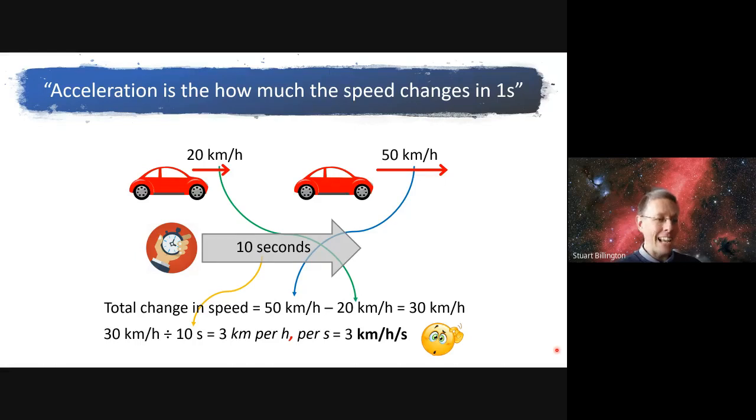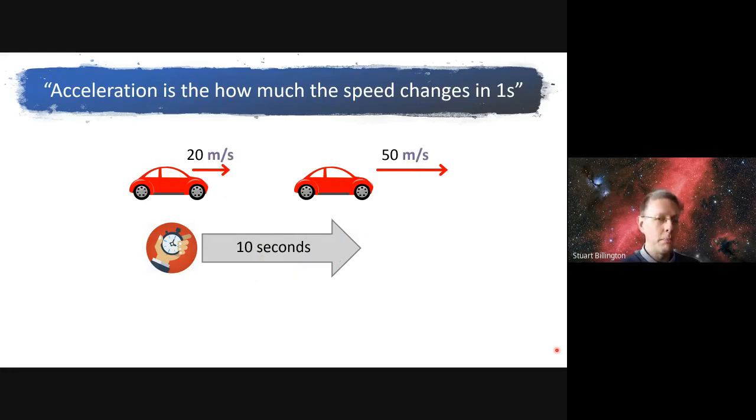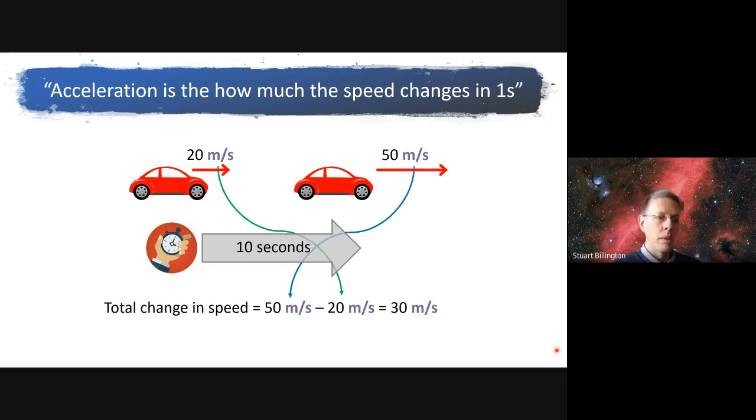I'm going to give you exactly the same question now, but instead of traveling at 20 kilometers per hour, the car's now going to travel at 20 meters per second. It's exactly the same question, apart from the units. So the numbers bit is the same. 50 take away 20 is 30. And 30 divided by 10 is 3. But in terms of units, our 50 is a 50 meters per second. Our 20 is a 20 meters per second. So now we've got 30 meters per second as the change in speed.